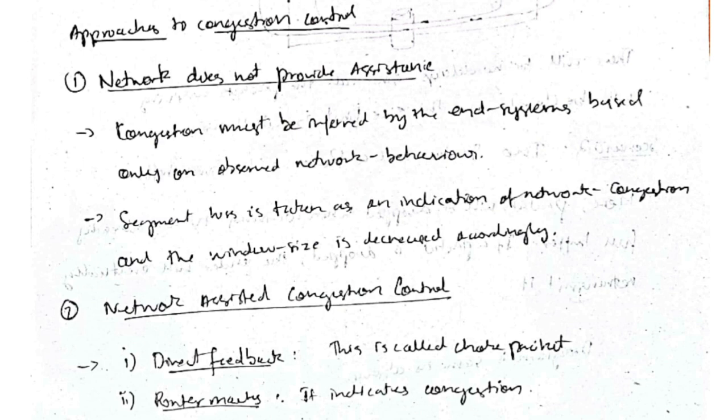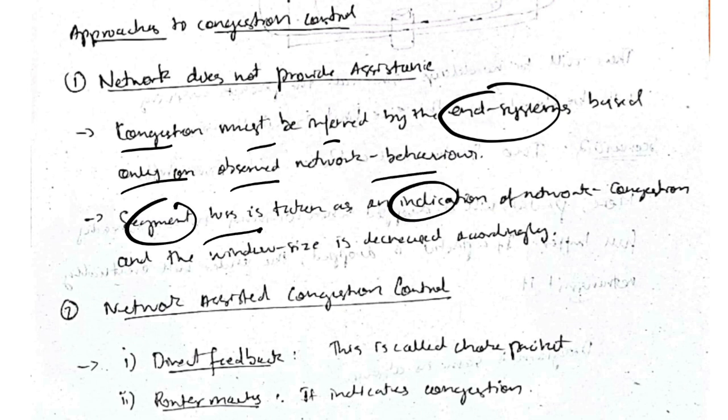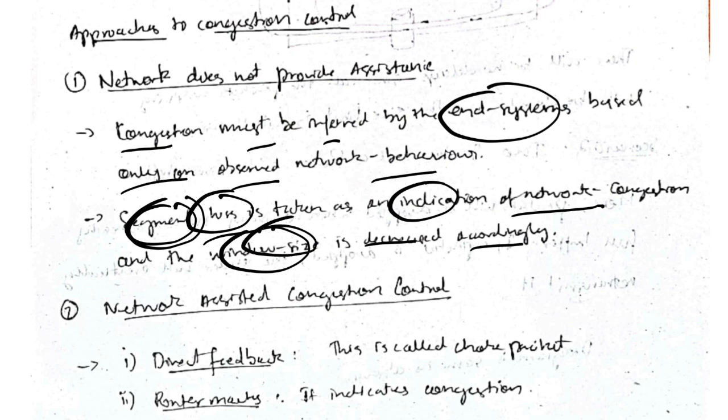Okay, so that's what I explained here, and there are some approaches to network congestion control. It is divided into two parts. The first is where the network does not provide assistance. The second is where the network provides assistance. When the network does not provide assistance, congestion must be inferred by the end systems based on the observed network behavior. Segment loss is taken as an indication of network congestion, and the window size is decreased accordingly. If there is a segment loss, it means there is congestion, and then the window size will be decreased. So it will send limited data which will be processed, so data will not be lost. That is when the network does not provide assistance.